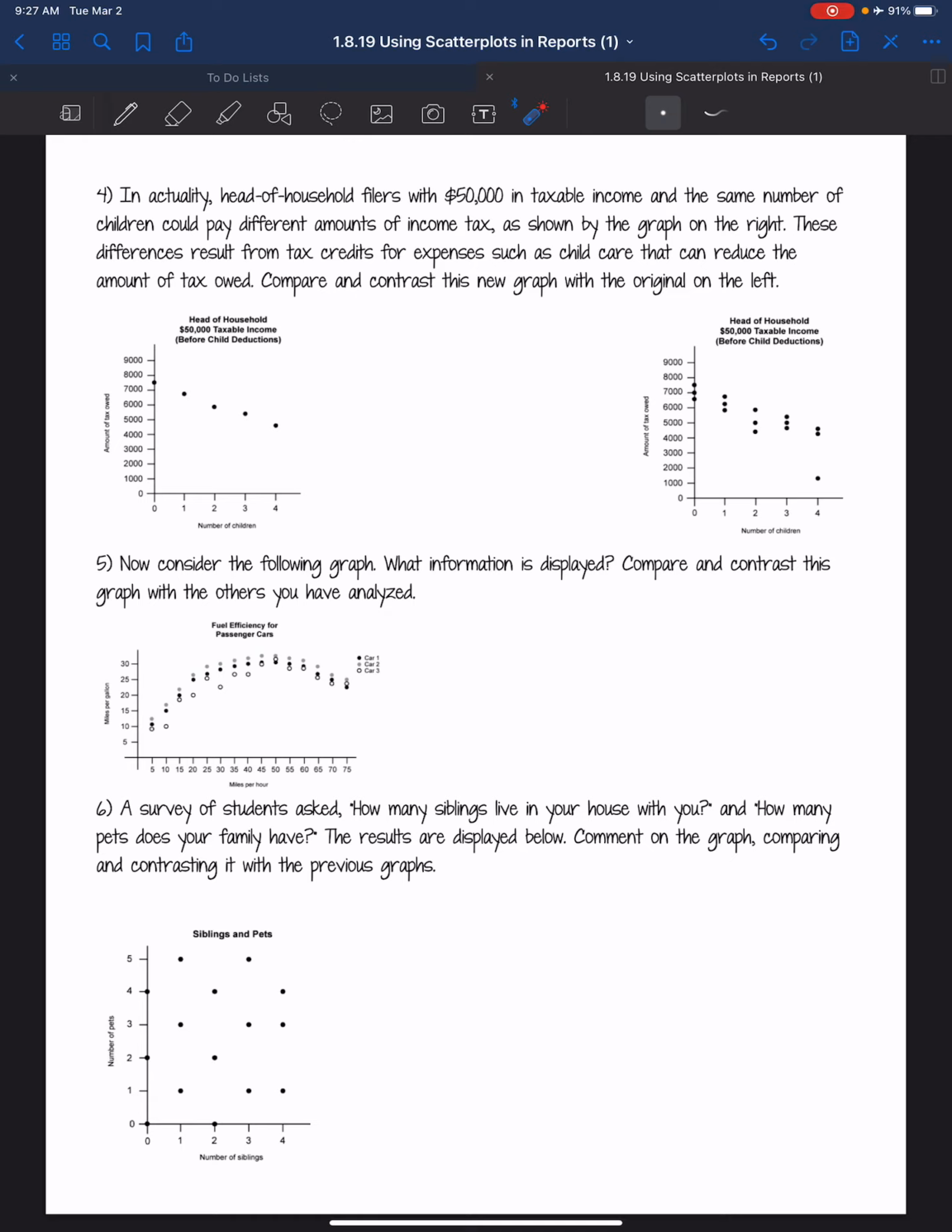So we've got the original graph from question number 2, and then we've got this new graph right here, and it's got a lot more dots on it, and they just want us to compare and contrast both of these. So the first thing I notice, the original graph is a negative trend, and then the second graph is also a negative trend. So I'm going to write that. I'm going to say both graphs have a negative association.